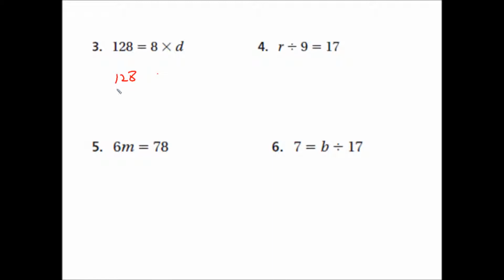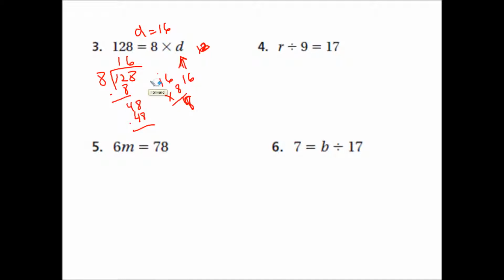So 128 divided by 8. 8 goes into 12 one time, and I get 16. So it looks like d equals 16, but I'm going to check my work. I'm going to replace d with 16. So this becomes 128 equals 8 times 16. Well, does 8 times 16 equal 128? Let's check that. 6 times 8 is 48. 8 times 1 is 8 plus 4 is 12. It does equal 128, so d does equal 16.